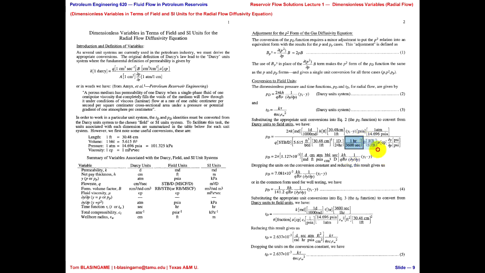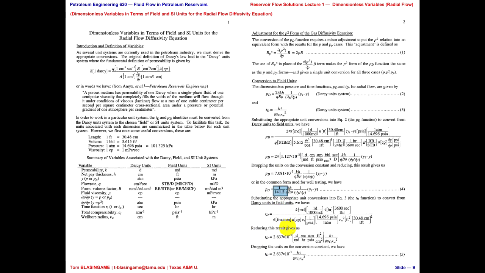And now we have reservoir barrels per stock tank barrel, which doesn't really matter because that's dimensionless. Viscosities in centipoise, and then this silly thing, which doesn't matter anyway. So we multiply all of these numbers out, and we have 2 pi multiplied by 1.127 times 10 to the minus 3. What is 2 pi multiplied by that, class? It's 7.081 times 10 to the minus 3. What is 7.081 times 10 to the minus 3? It's 1 over 141.2. Now do you recognize this, Cam? Eric? Do you recognize this?